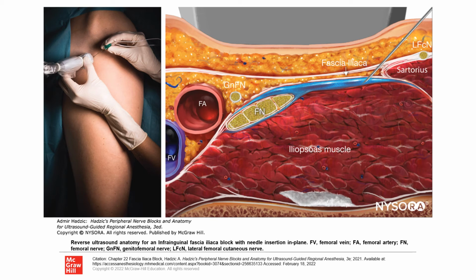And then once you have confirmed that you're in the right plane of injection, you can switch to local anesthetic and inject 20 to 40 milliliters and confirm that it's spreading in plane between the fascia iliaca and the iliopsoas muscle as it approaches the femoral nerve medially.